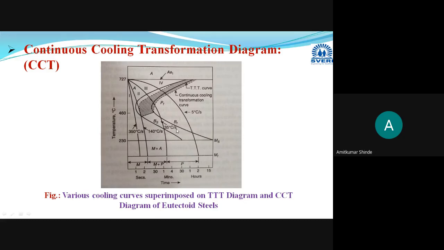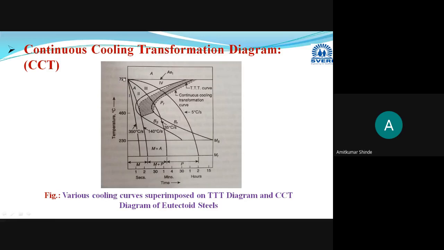In the TTT diagram, we have kept the temperature constant, and in the CCT diagram, we are doing continuous cooling. That is the difference between TTT and continuous cooling. TTT is the time temperature transformation diagram. It is also termed the isothermal transformation diagram, because we have kept the temperature constant there, and here we are changing temperature continuously, or continuous cooling is happening. That's why this curve is termed the continuous cooling transformation curve.